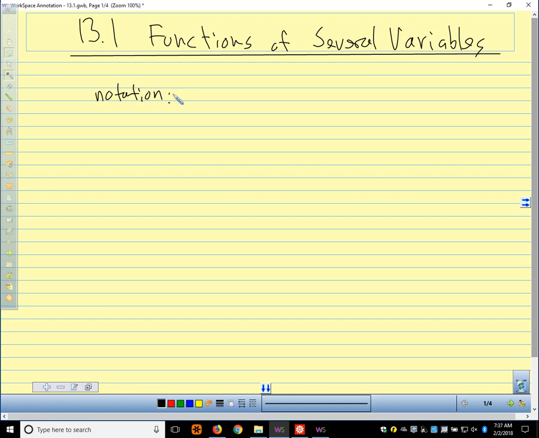All right. So our notation for functions of several variables. We're going to say something like z equals f of x, y. That's for a two-variable function. W, if we can continue, x, y, z, etc. So we can make our function a function of as many variables as we want.